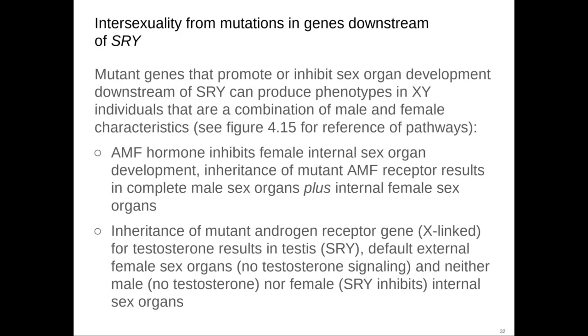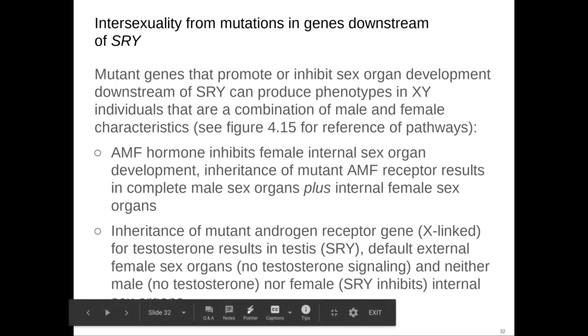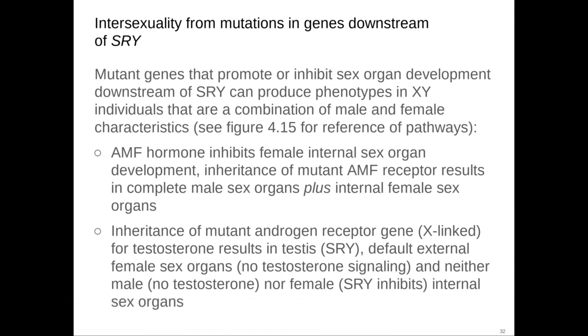Now, if we have the inheritance of a mutant androgen receptor, which is an X-linked gene for testosterone, this results in testicles, but the default internal female sexual organs are absent, so neither male nor female internal sexual organs. So it's kind of a weird thing. Let me break that down. They have just testicles, female external sexual organs, but no internal sexual organs. Kind of a weird thing to think about, but it is what it is.